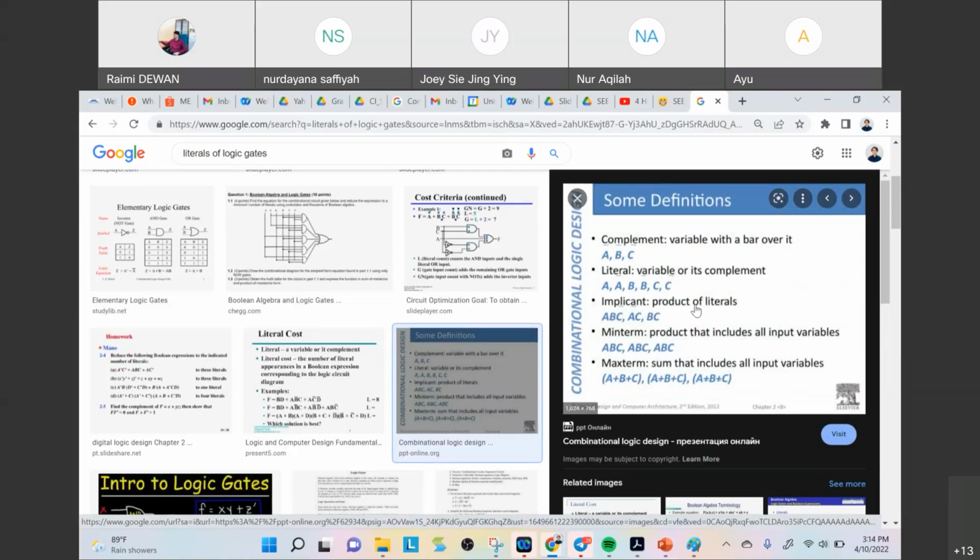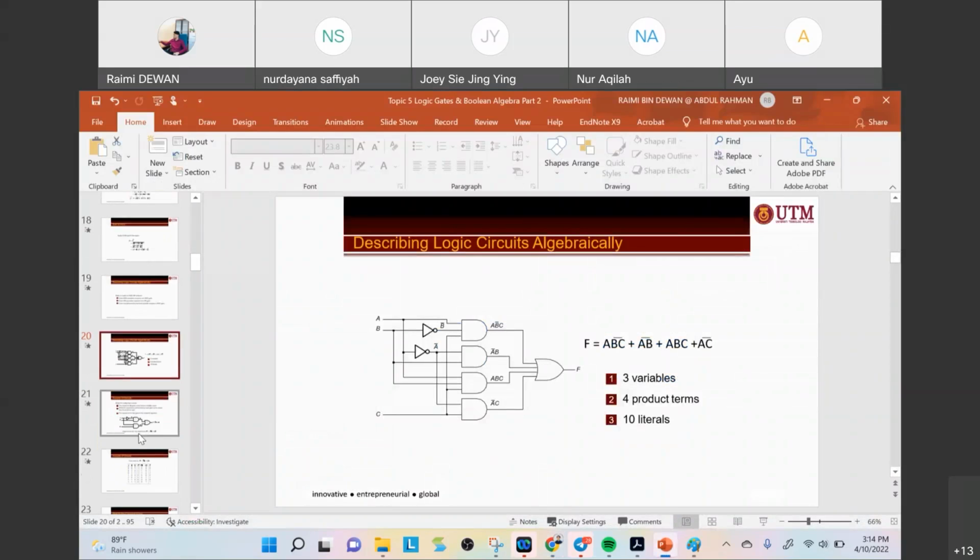Implicant is a product of literals, which this one is an implicant, A, B, C bar. And then we have min terms and max terms. Min terms and max terms we will cover maybe today. I'm not sure. Okay, we will see on the slides later on.